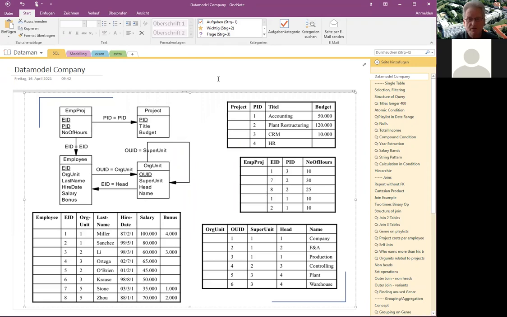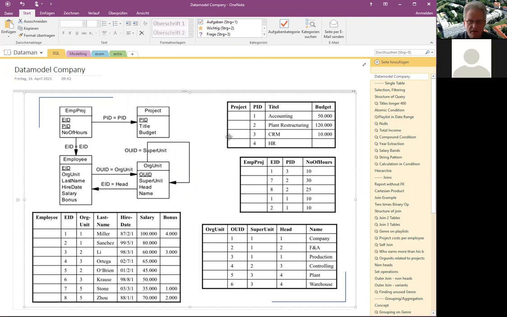What I'm going to do now is to give you an overview of the data model that we are going to use in order to understand SQL. We will start with simple SQL today, and then it will get more complex during the next weeks.